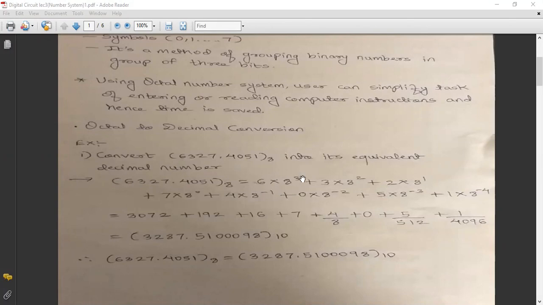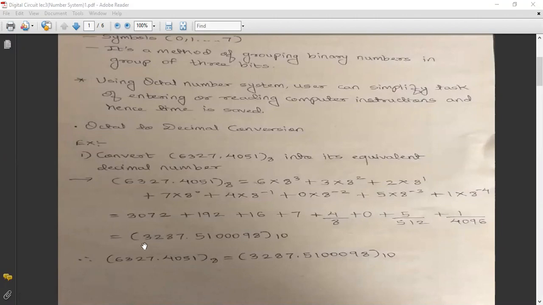So 6 into 8 raised to 3. So why 8? Because the value of r is 8 here. Okay, so write down 6 into 8 raised to 3 plus 3 into 8 raised to 2 plus 2 into 8 raised to 1 plus 7 into 8 raised to 0. Now for the right part of the radix point, we are going to write its place value. So let us begin. So 4 into 8 raised to minus 1 plus 0 into 8 raised to minus 2 plus 5 into 8 raised to minus 3 plus 1 into 8 raised to minus 4.